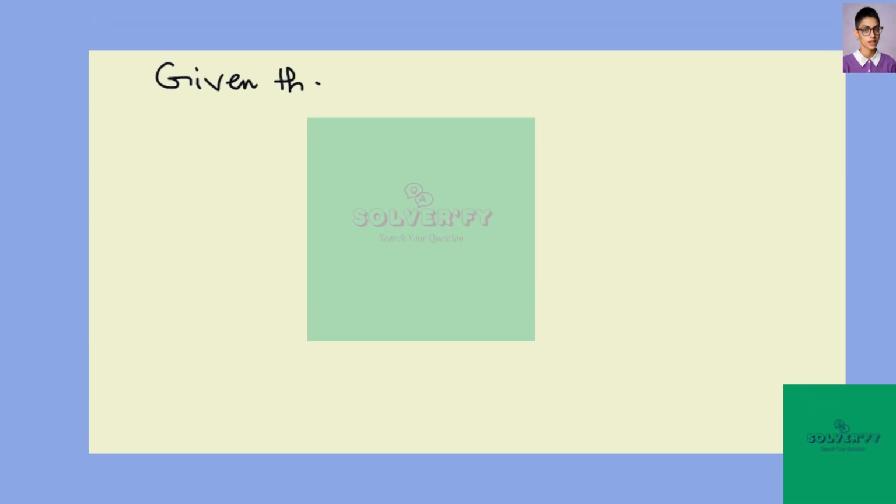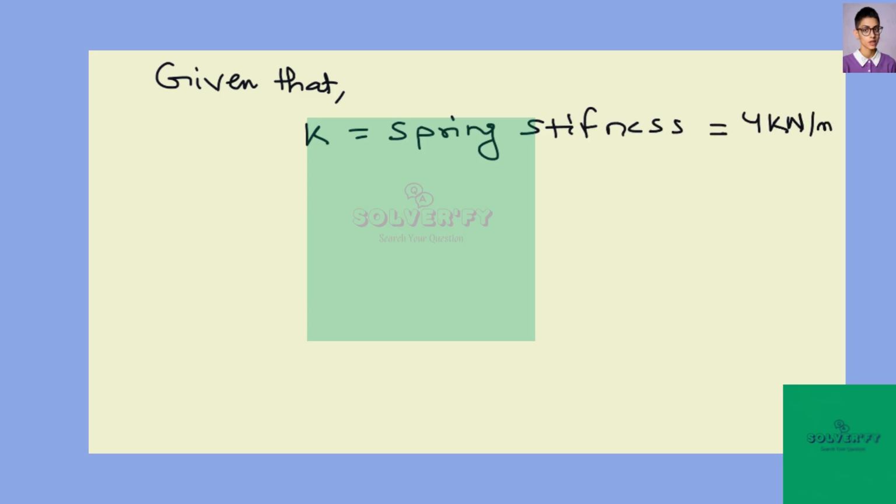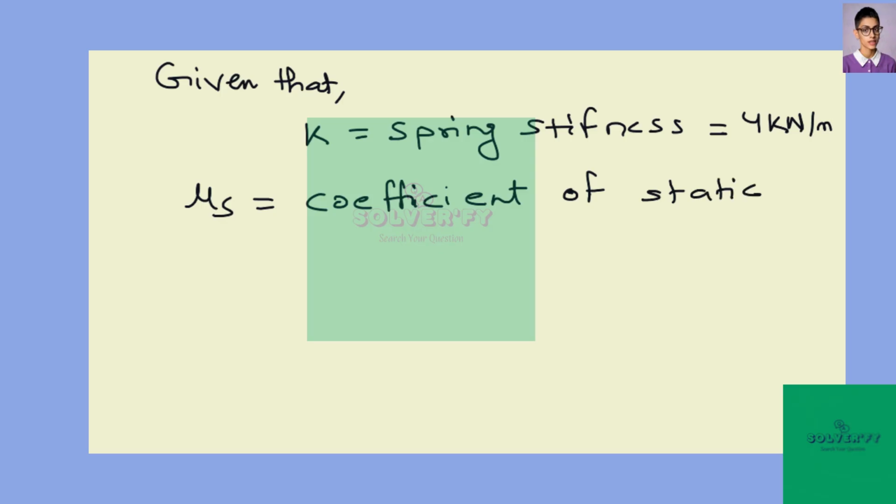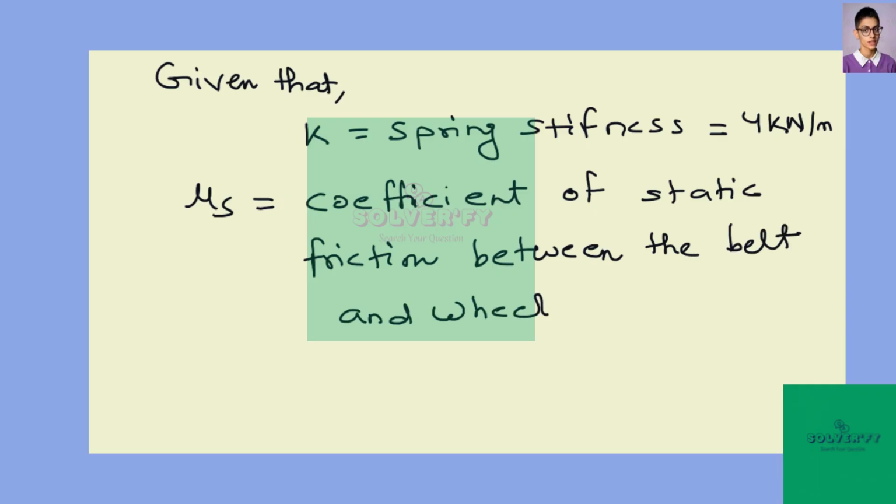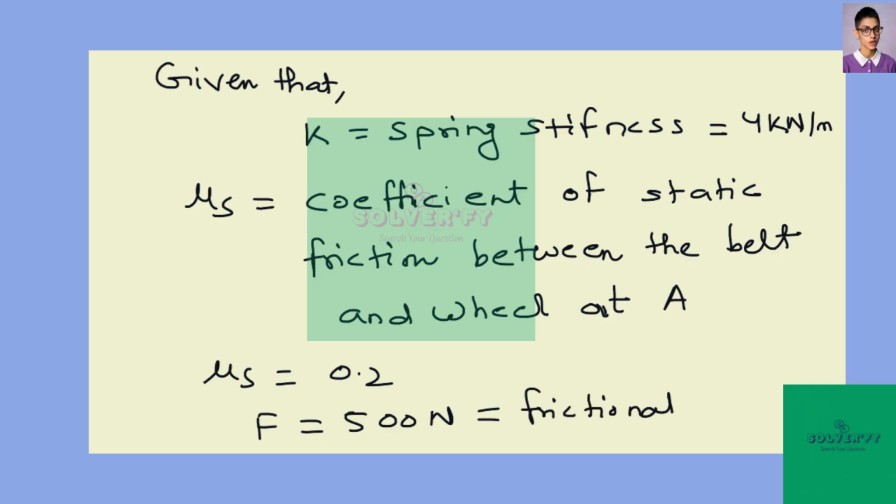Given that k is equal to spring stiffness is equal to 4 kN per meter, mu s is equal to coefficient of static friction between the belt and wheel at point A. So mu s is equal to 0.2, given. F is equal to 500 Newton, which is equal to frictional resistance.